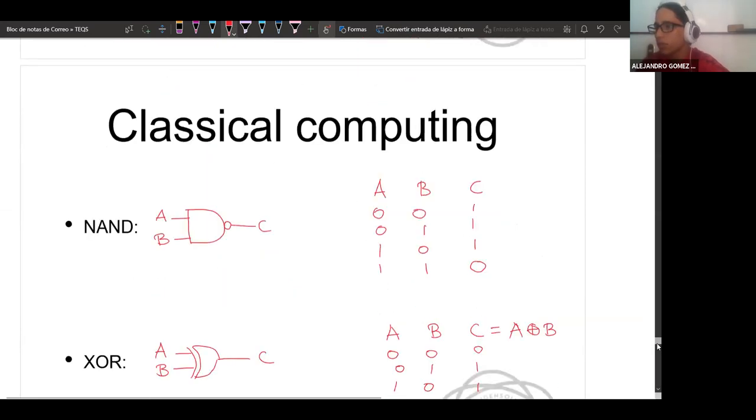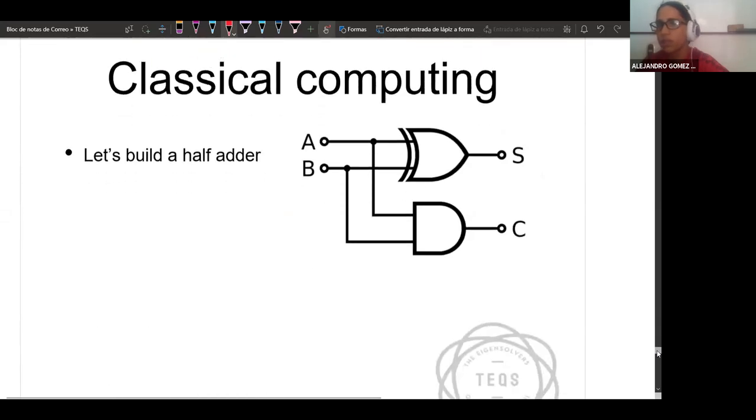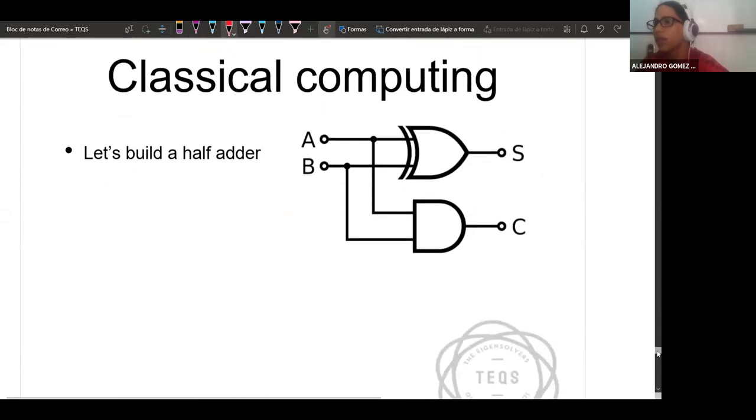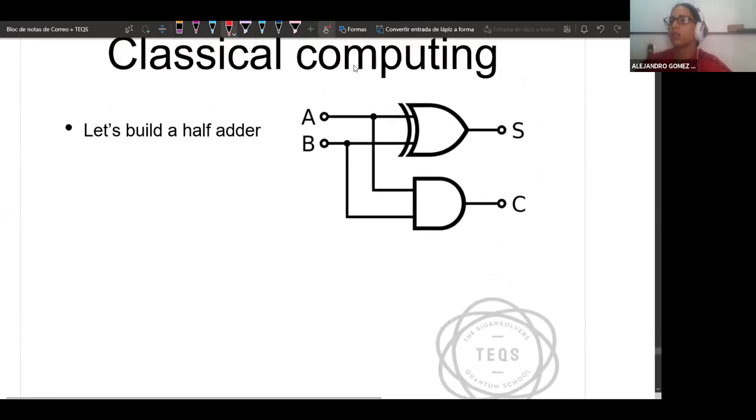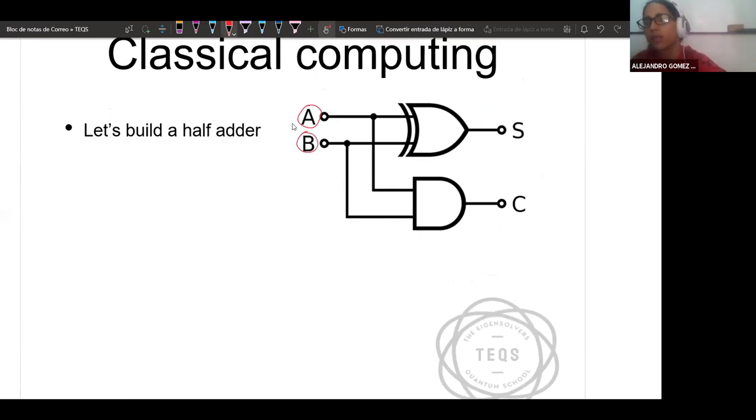So let's take that into account for this circuit. This circuit is called the half adder. So it's a part of the addition algorithm, the addition operation. So we have these two inputs or two numbers, and we want to add them. So this is a part of the circuit that makes the addition. So this is an XOR gate, and this is an AND gate.